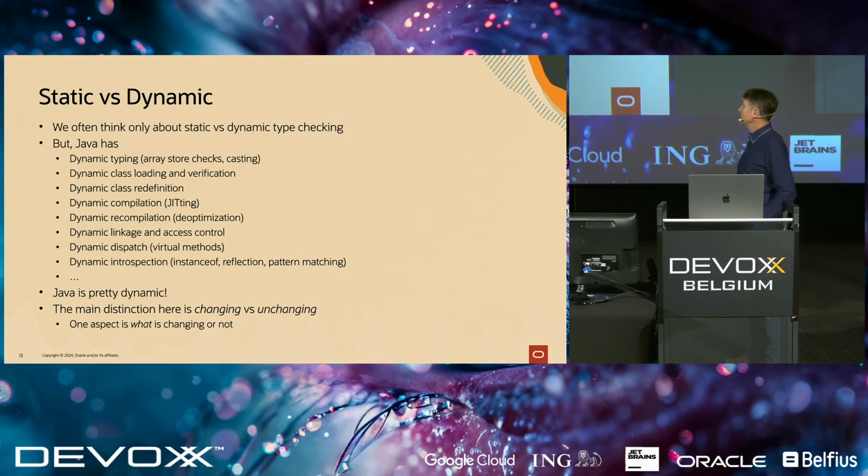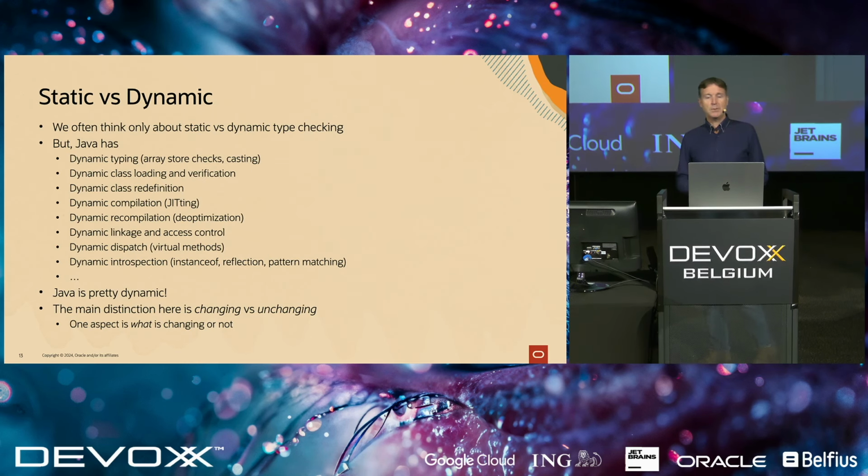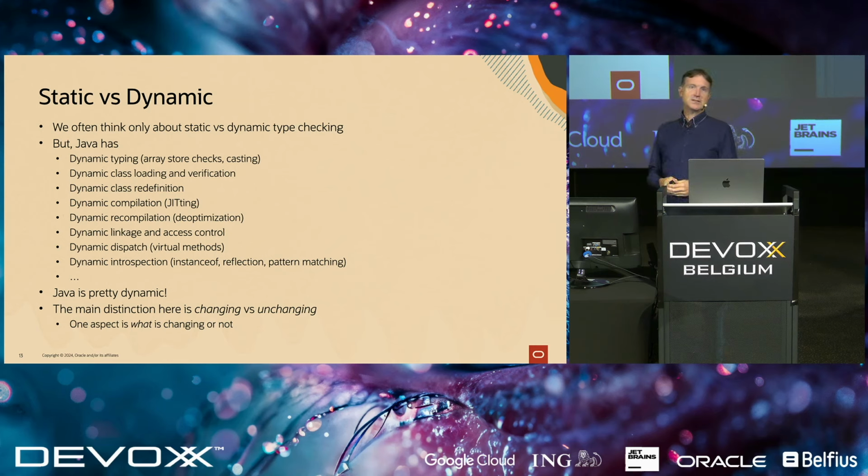OK, so is Java a static or a dynamic language? Well, we think that Java is a static language as opposed to other languages, which I don't want to mention here. But Java is pretty dynamic because we have dynamic typing. If you have an array of string and then you cast it to an array of object, you can try to put in an int there, but that's not allowed to happen. Then we have to check that at runtime. We have dynamic class loading and verification. We have class redefinition. We can say that, well, this class used to be this, but now it's like that instead.